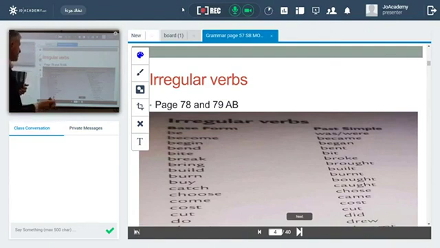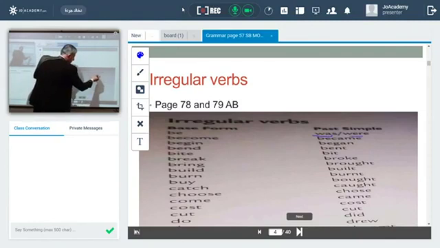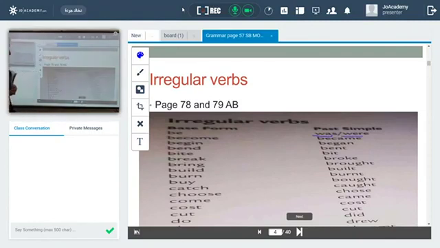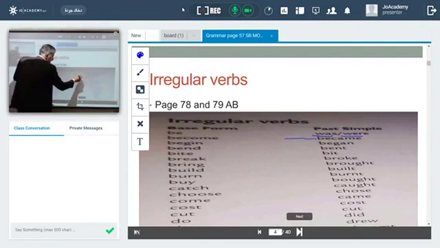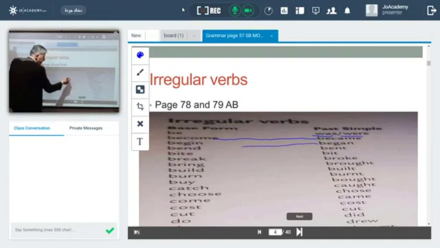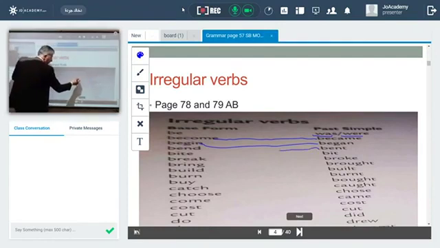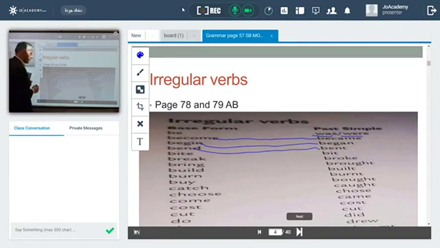So like we see, be here becomes was or were. Become here became. Begin, began. Okay? Bend, bent. Bite, bit.